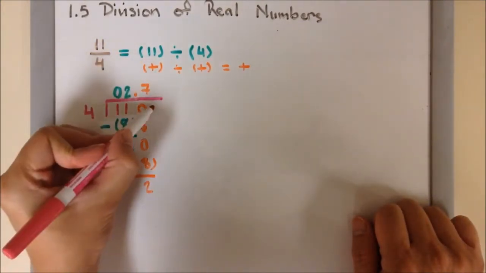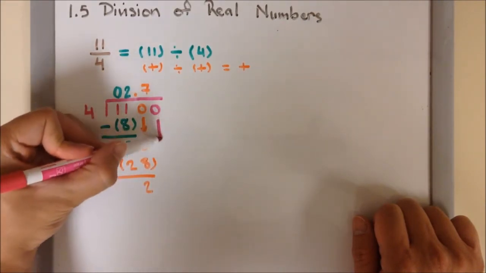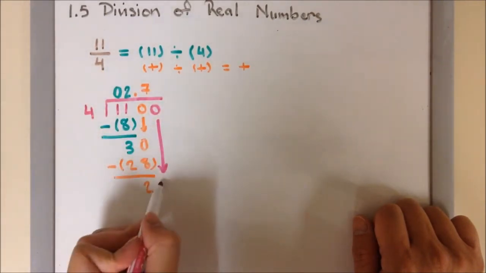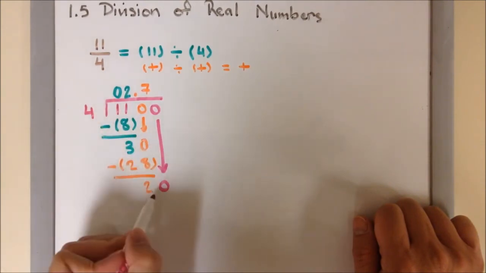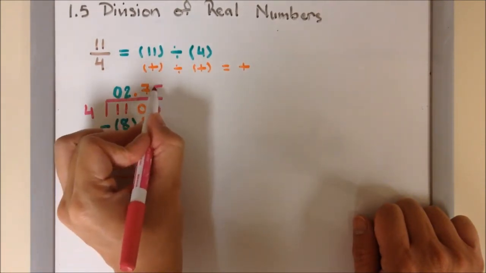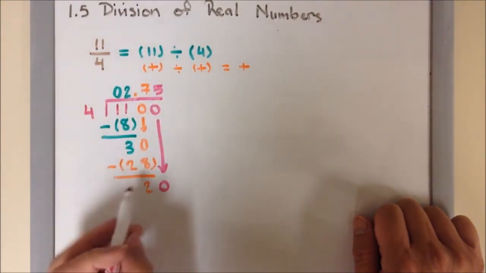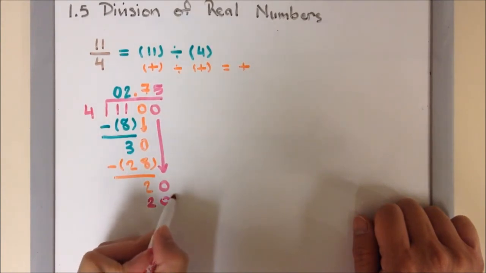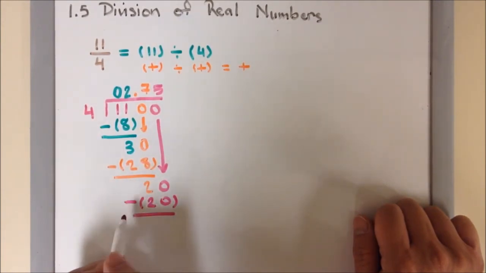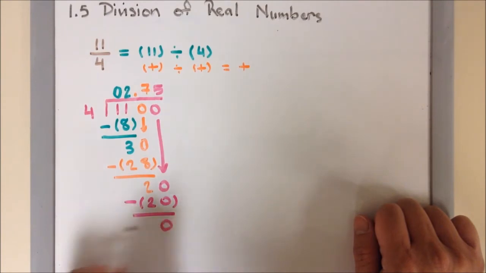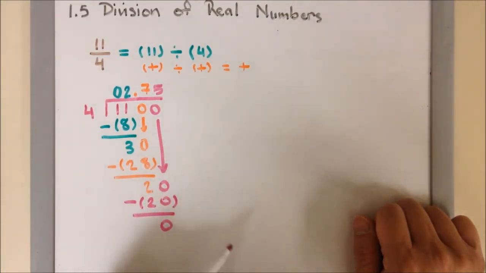So I'm going to add another 0 here. I'm going to bring it down. So instead of 2, it would be 20. Does 4 go into 20? It does. 5 times. So 5 times 4, that's 20. Parentheses, subtract. 20 minus 20, that's 0. So my remainder is 0, so that means I can stop.